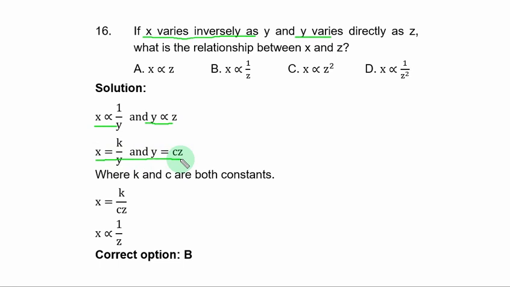Now we are interested in S and Z. It means that since there is S here, you can replace this Y with CZ. You have it in this form. When we introduce equality sign, the symbol of variation disappears and you have constants also introduced. It therefore means that if you remove the two constants, you can as well introduce the symbol of variation. So you have S varies inversely as Z. B is the correct option.